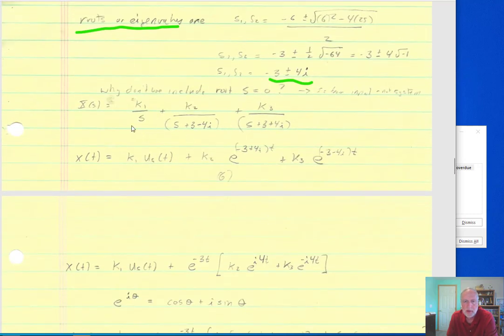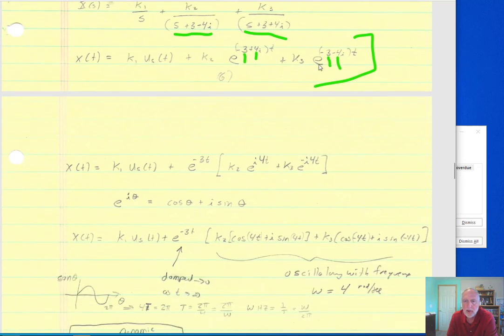So then the expansion is in terms of those roots rather than the previous real roots. Take the inverse Laplace and you get terms that look like this. So now we've got a real part and an imaginary part of the root that shows up in these exponential terms. So what's next? Well, we have an e to the minus 3t that we can factor out. And that leaves these terms in here.